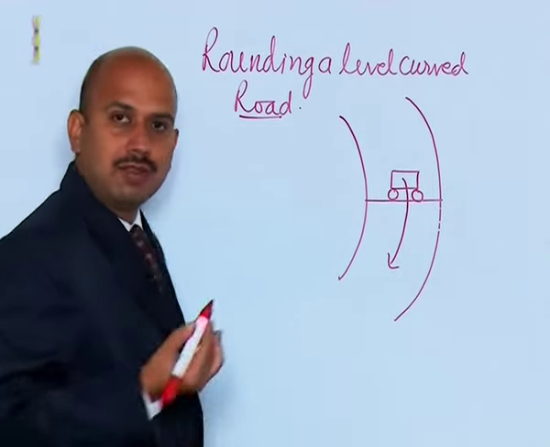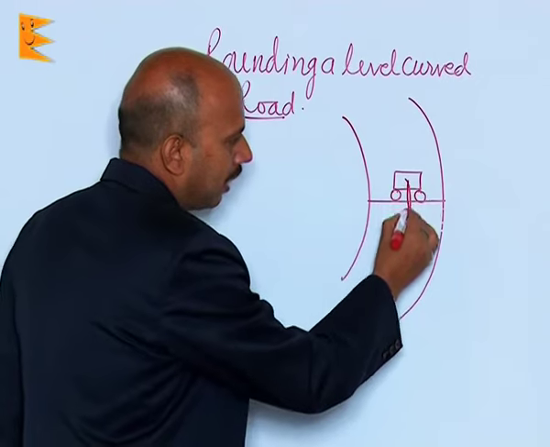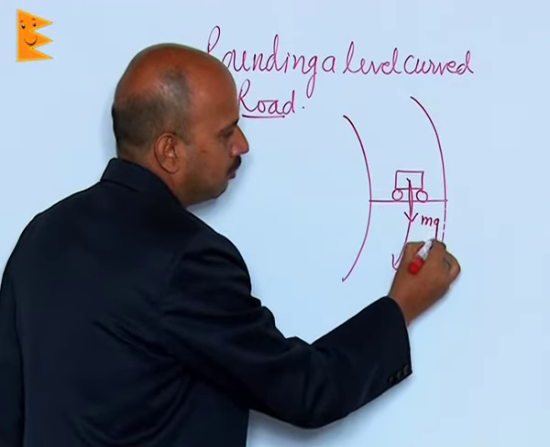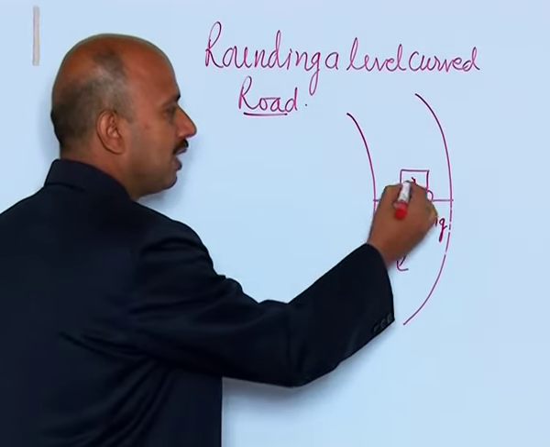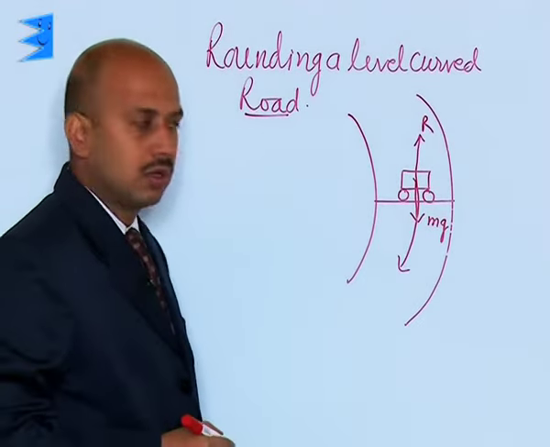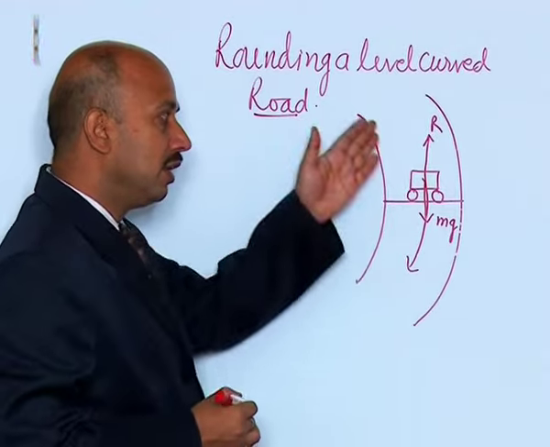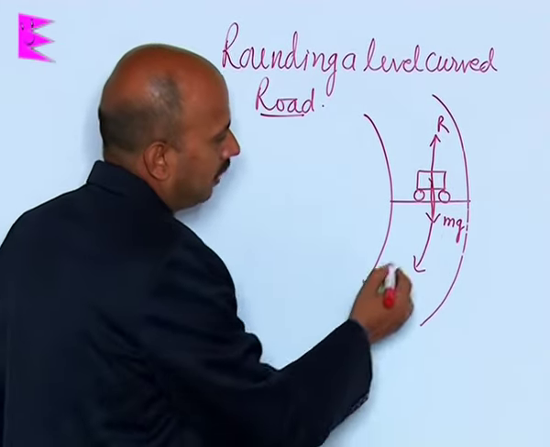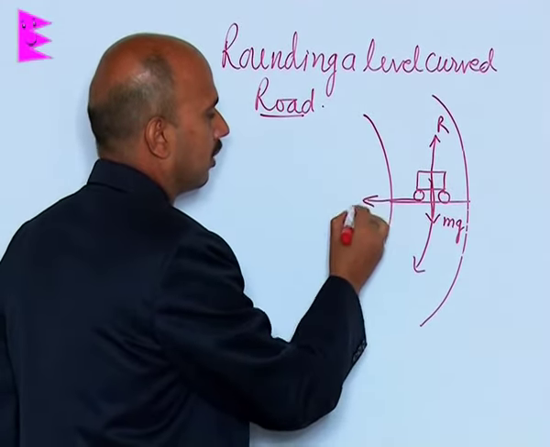Now the car has mass m. So the weight of the car is acting to this side, that is mg. Normal reaction R is acting to this side. When the car is taking a turn here, frictional force is acting to this side.